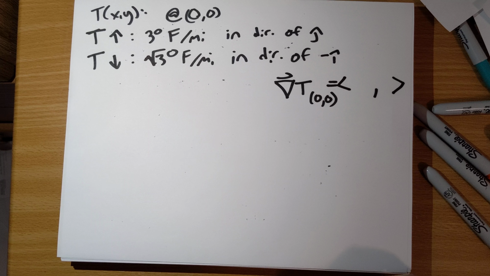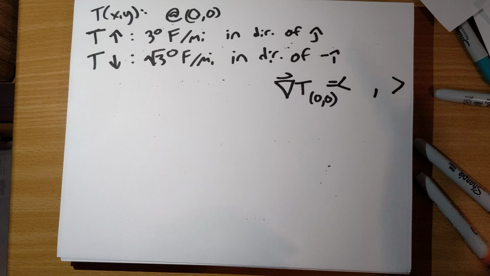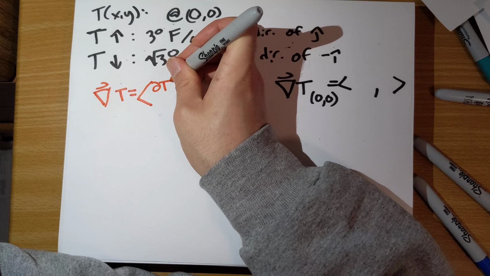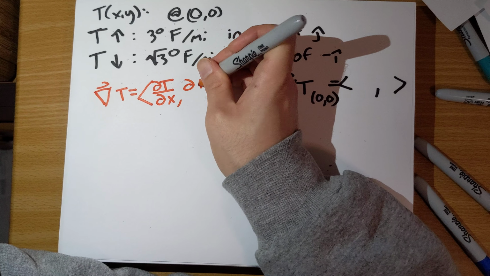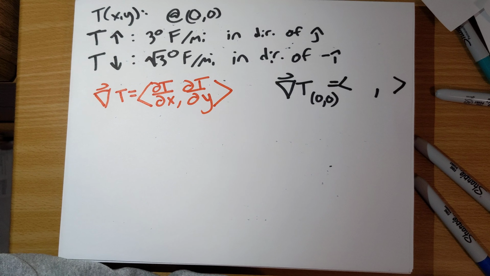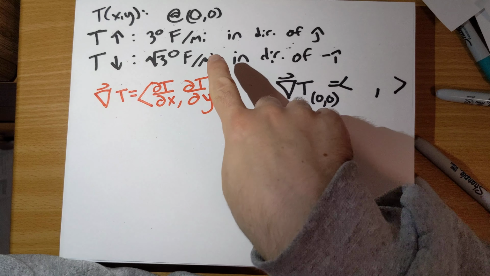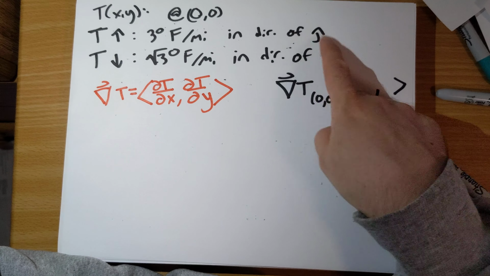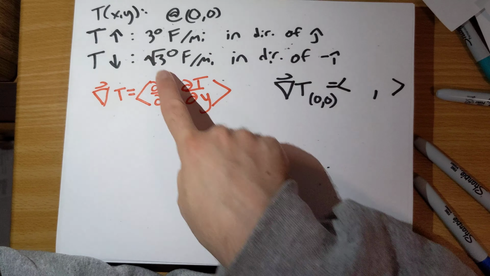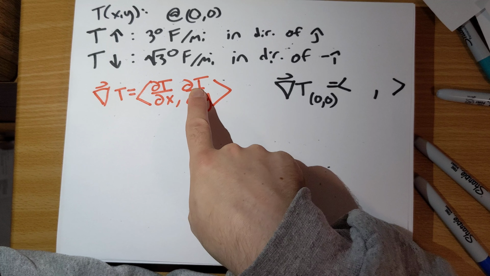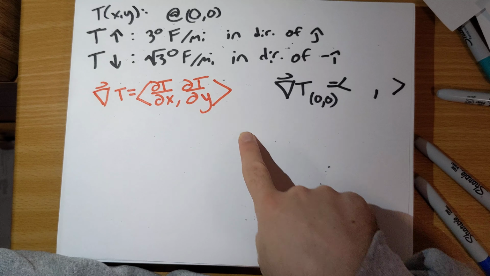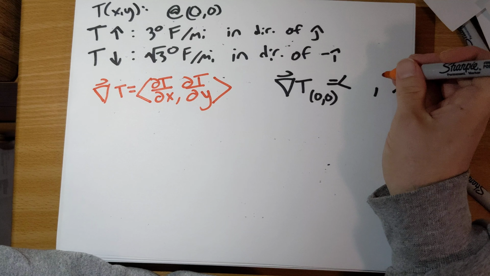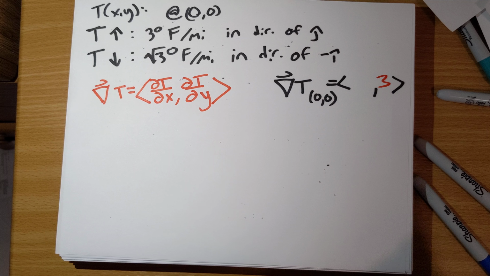And so the thing to realize here is that the gradient of T is the vector that's the partial derivative of T with respect to x and the partial derivative of T with respect to y. But this first piece of information here, T is increasing at a rate of 3 degrees Fahrenheit per mile in the direction of j hat, is telling you that the partial derivative of T with respect to y, in the j hat direction, is going to be 3. So that just tells you that the second component here is 3.